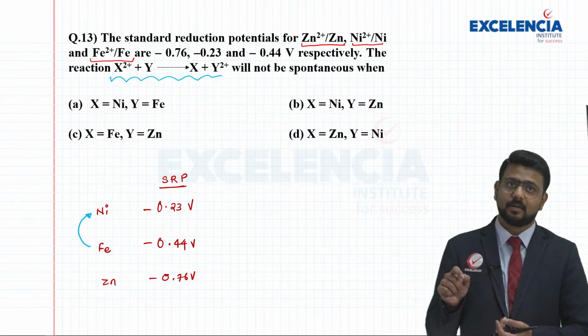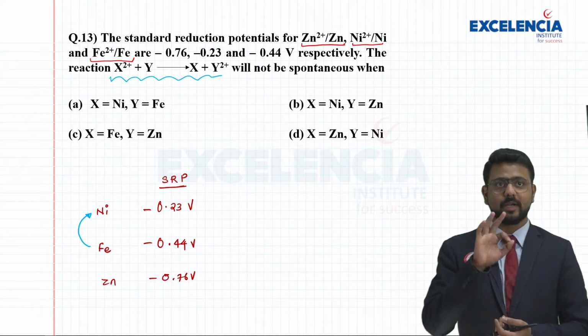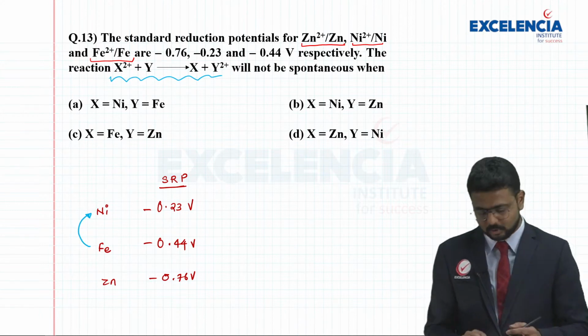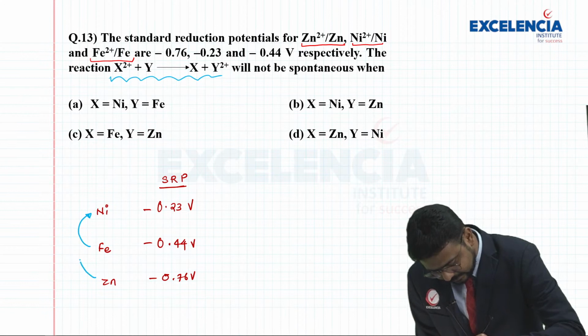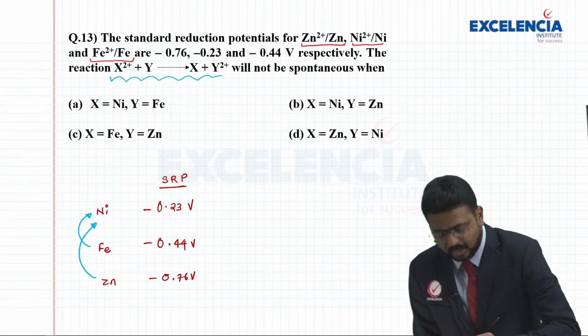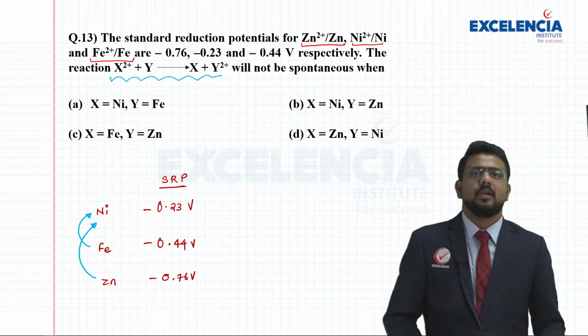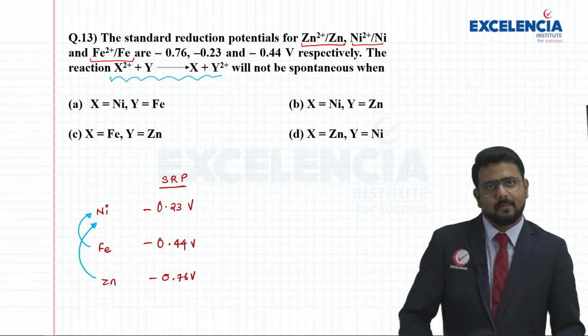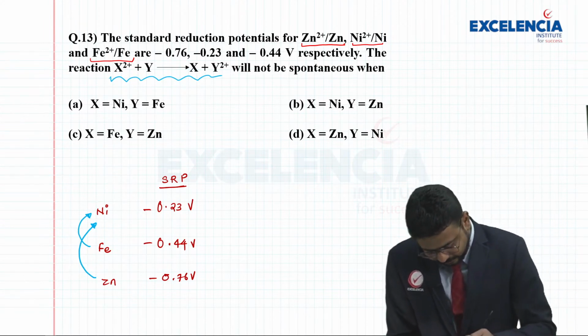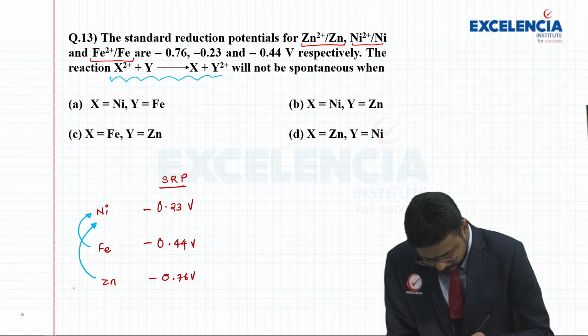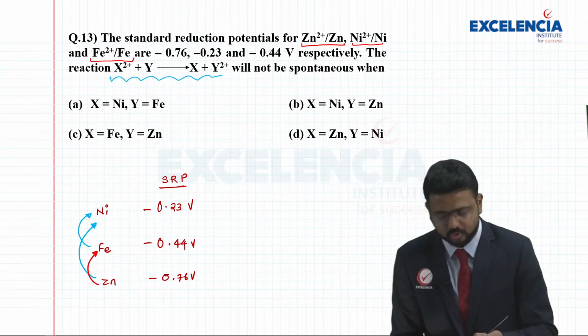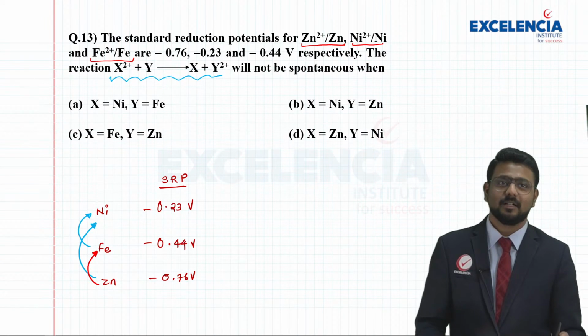X is Ni and Y is Zn, right? So in short, X is Ni2+, Y is Zn, so definitely zinc is capable of displacing nickel ions from its solution, so definitely this is also possible. X is Fe and Y is Zn, so zinc without any doubt is capable of displacing Fe from its salt solution, Fe2+ ions, right?